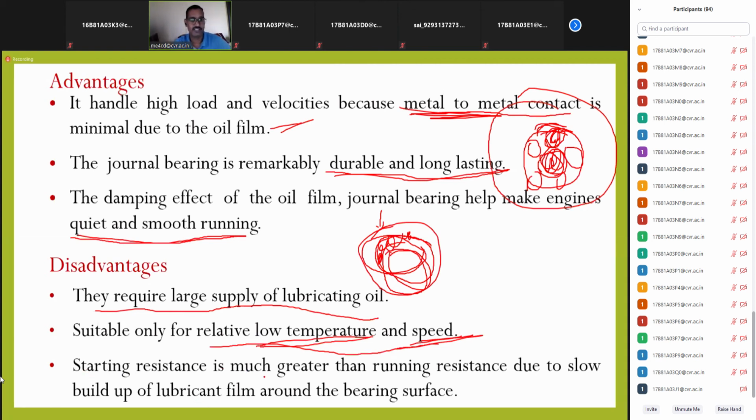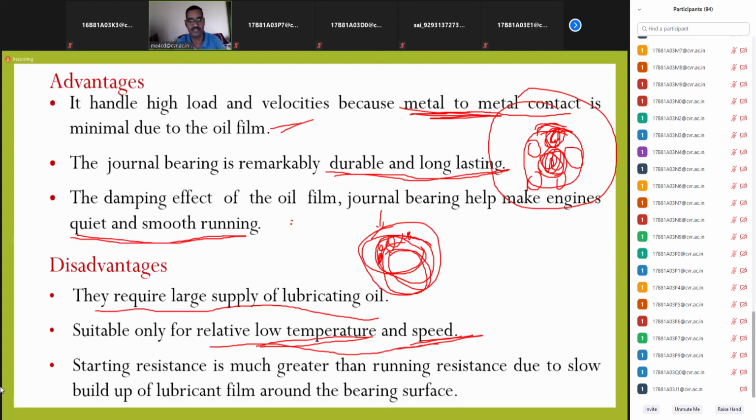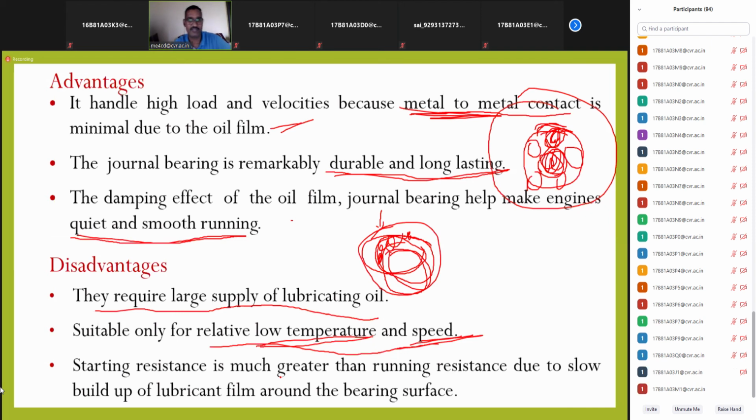Next, starting resistance is much greater than the running resistance. For example, when we are starting a bike and we just go on the first gear, the vehicle will be running very hard. And if you change the gear to number 2, 3 and 4, the running will be very smooth, right? So that is the reason. The effort put in the initial stages will be higher when compared to the later stages, right?